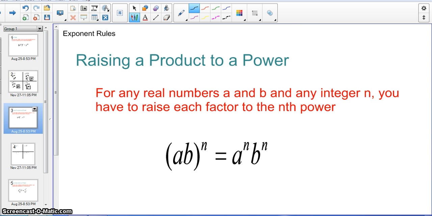The next type of rule dealing with powers is raising a product to a power. So it says for any real numbers a and b and any integer n, you have to raise each factor or each term to the nth power. Really, all this means is that everything inside the parentheses gets raised to that exponent outside of it. So here, a and b are both inside the parentheses. So the a gets raised to the nth and the b gets raised to the nth.